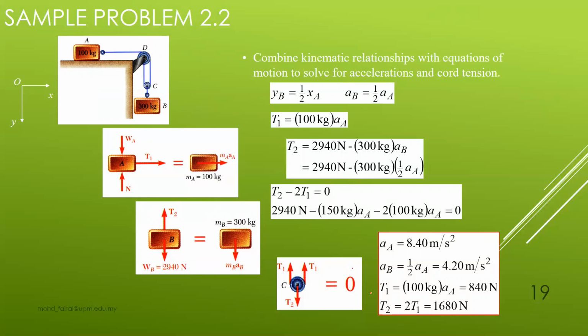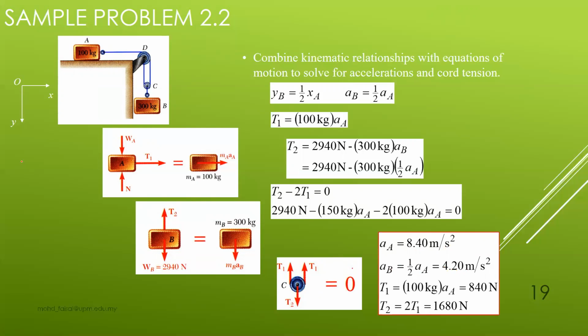Just plug in the values, then rearrange the equations, then finally we can solve for, in this case, T2, which is equal to 1680 Newton. And you can also calculate the acceleration of block A, which is 8.4 meter per second squared, and aB is equal to 4.2.